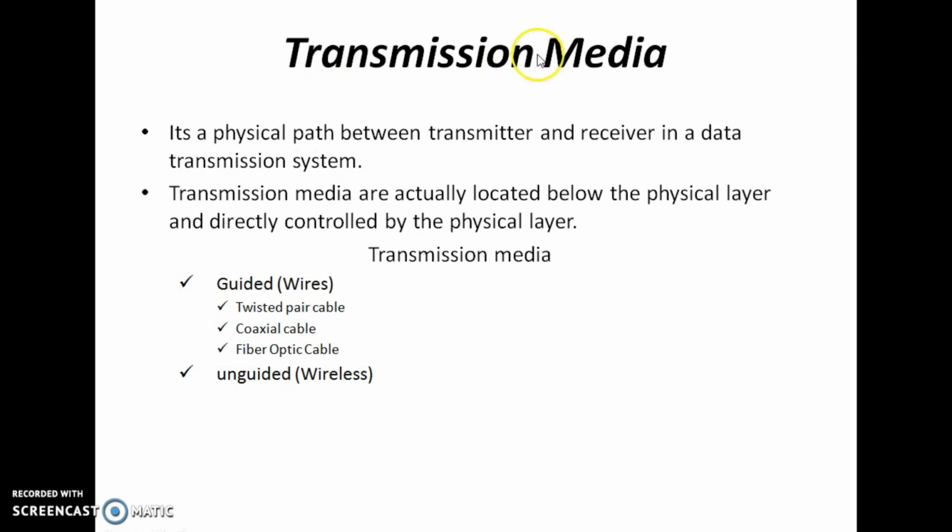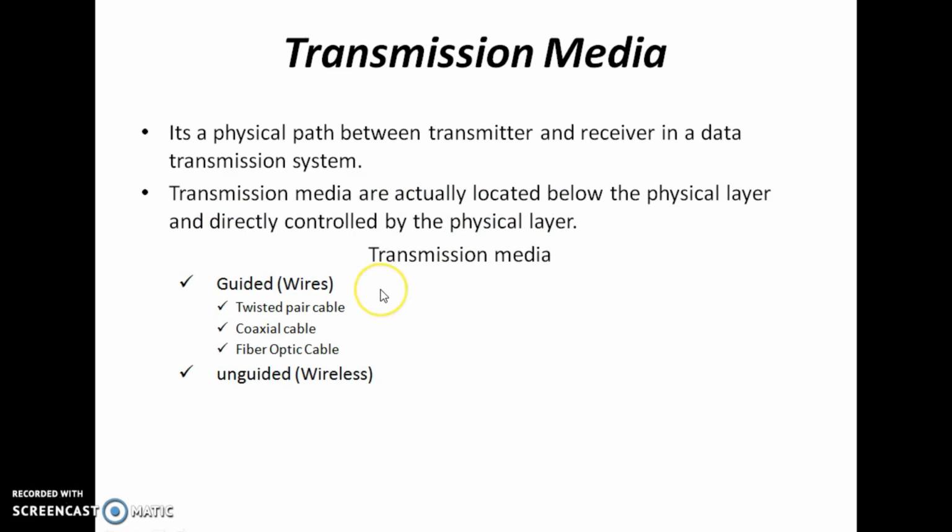A transmission media can be broadly defined as anything that can carry information from a source to a destination. So it is a physical path between transmitter and receiver in a data transmission system. Transmission media are actually located below the physical layer, and also it is directly controlled by the physical layer.